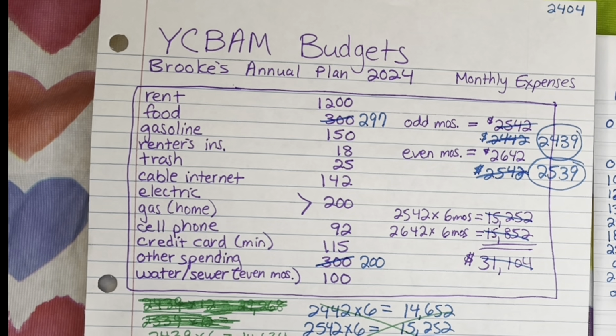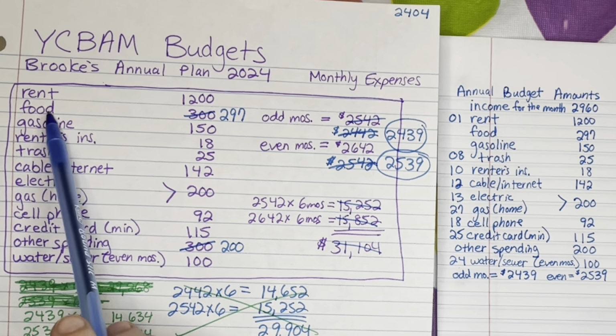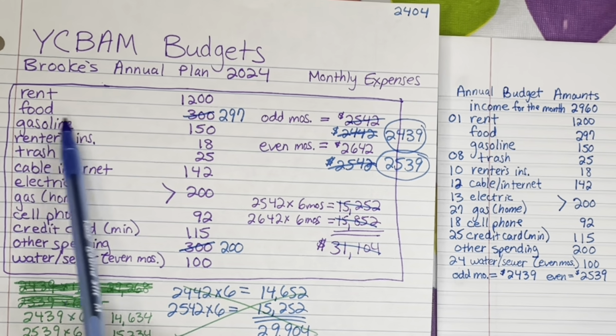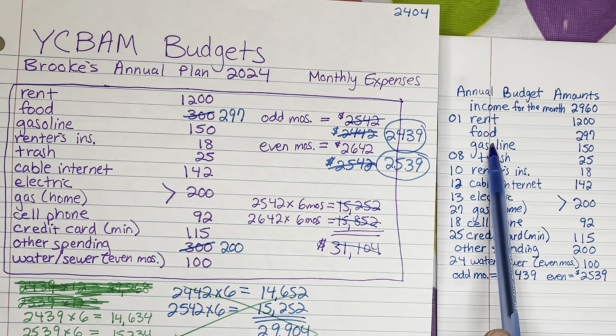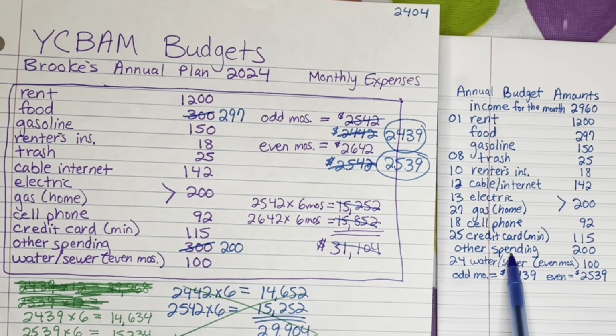Last time we looked at Brooke's budget, we went over her annual budget plan. Now we want to transfer the annual budget so it will all be on one sheet of paper. The rent was $1,200 and then we moved that over to the other sheet of paper. Food was $297, we moved that over. Other expenses such as other spending, we moved that over, that's going to be $200.